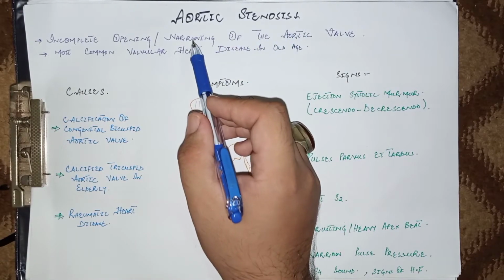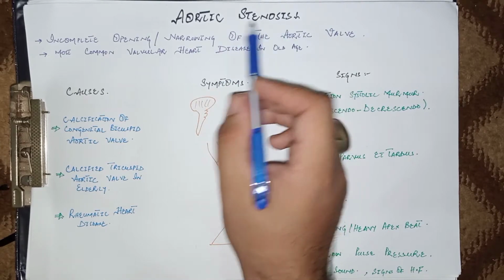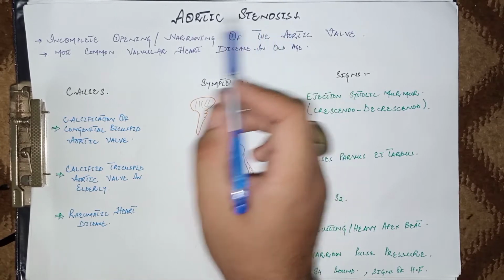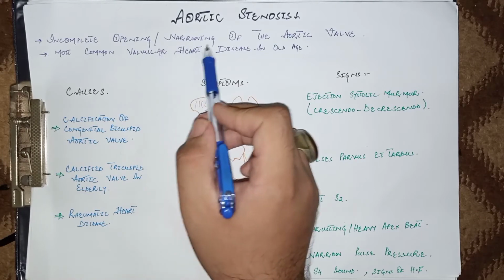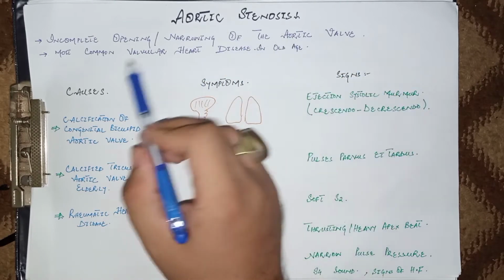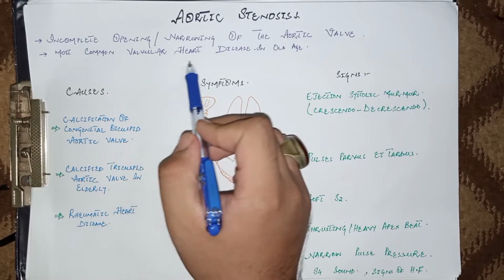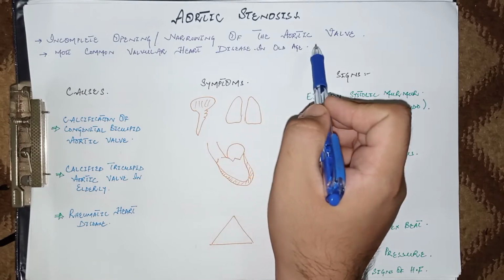In this video we will discuss aortic stenosis. So what is aortic stenosis? It is incomplete opening or narrowing of the aortic valve. It is one of the most common causes of valvular heart disease in the older age group.